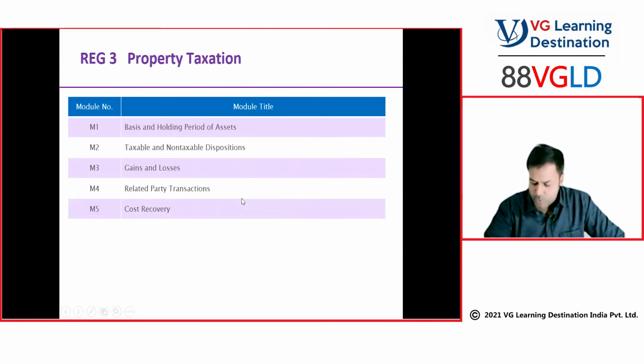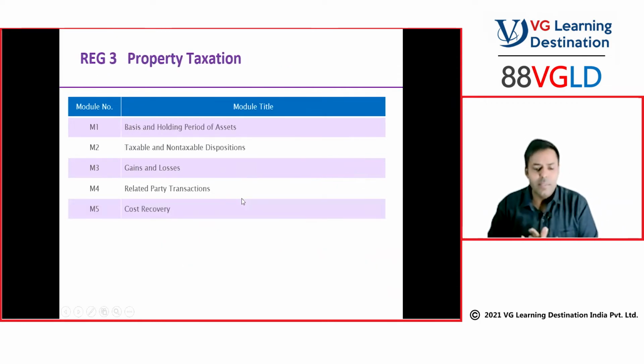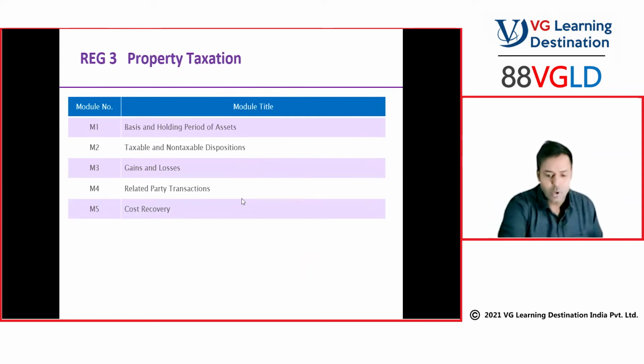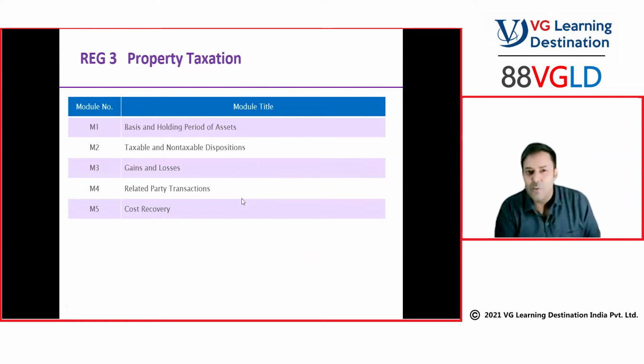Okay, moving on to property taxation. As I say, this is nothing but capital gains, right? What is going to be the basis? What is going to be the period of holding? All of it is part of this when you are disposing of your asset: when it is going to be taxable, when it is not going to be taxable. In that case, with any related party transactions, would it be taxable or not taxable? All of it is part of property taxation in this case.